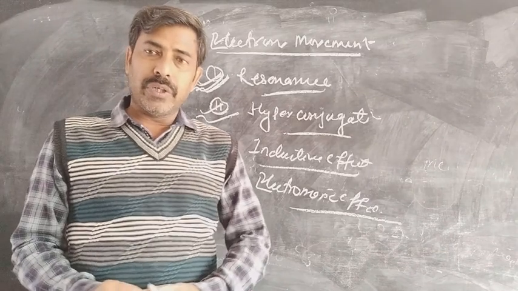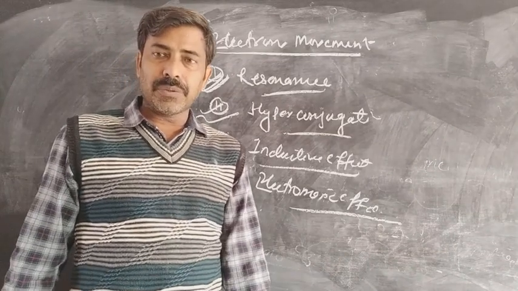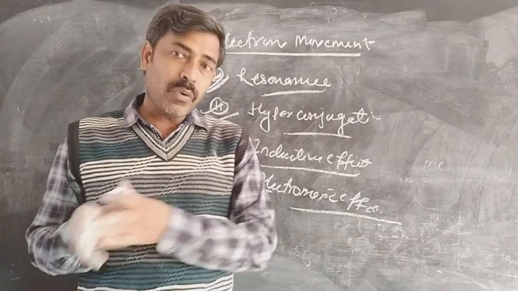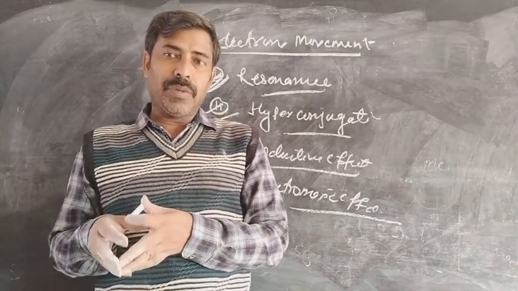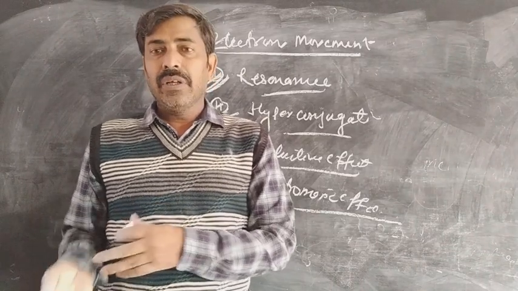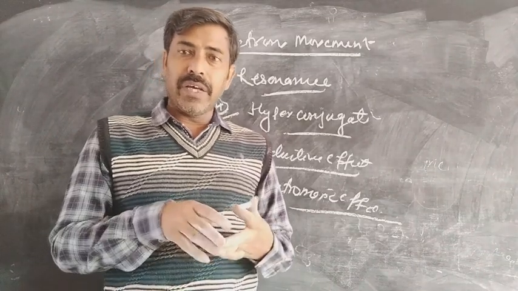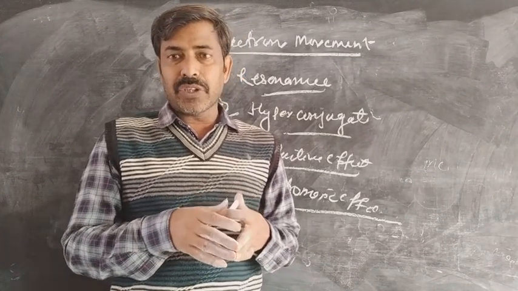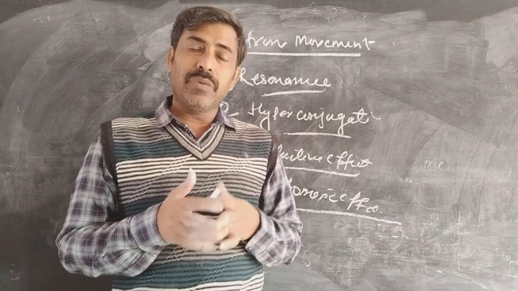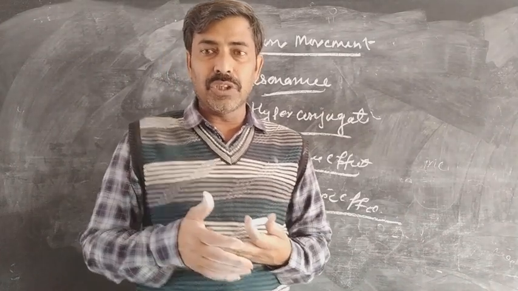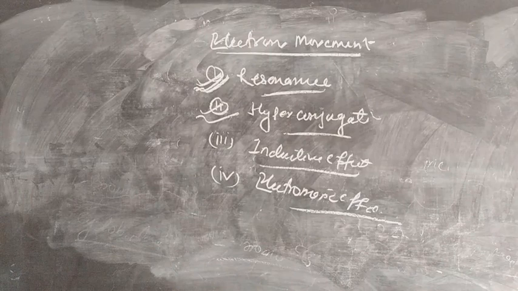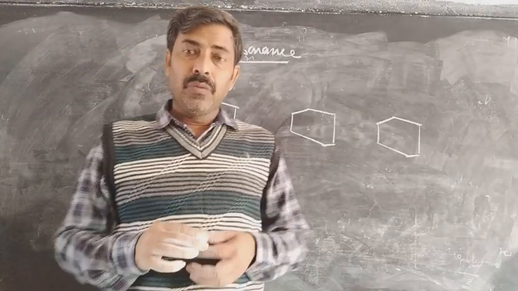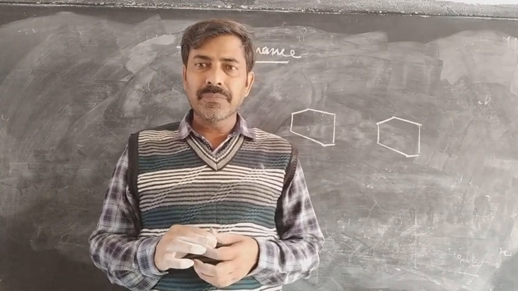When we talk about resonance, there are two different types. The first one is called positive resonance, where the delocalization of the negative charge is taking place. The second one is called negative resonance, where the delocalization of the positive charge is taking place. So we are going to start with resonance, and in resonance we start with positive resonance. First, which compound will give positive resonance?